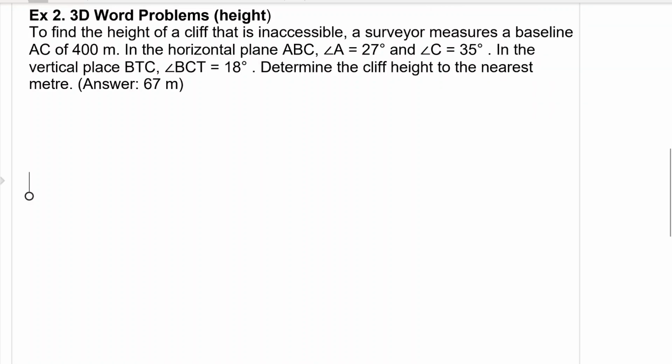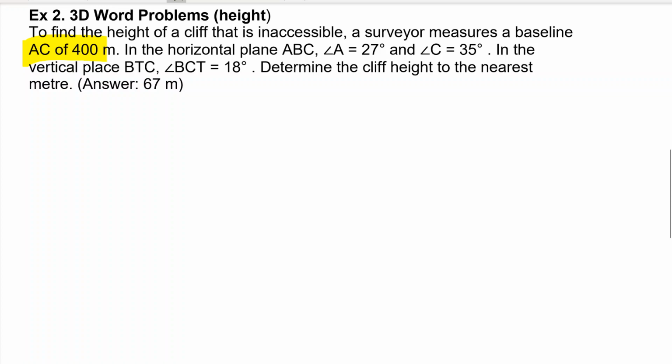Hi, so this video is going to talk about solving three-dimensional word problems in grade 11 trigonometry. In this particular problem, we're using trigonometry to solve for an inaccessible distance, which is, in this case, the height of a cliff. To find the height of a cliff that is inaccessible, a surveyor measures a baseline AC of 400 meters. So in this case, the baseline AC is representing a side of a triangle.